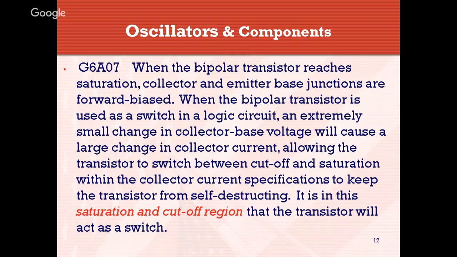Bipolar transistors can saturate fairly easily, and when they do, the collector and emitter base junctions are forward biased. So when the bipolar transistor is used as a switch in a logic circuit, an extremely small change in the collector base voltage will cause a large change in the collector current, allowing the transistor to switch between cutoff and saturation within the collector current specifications to keep the transistor from self-destructing. So it is in this saturation and cutoff region that the transistor will act like a switch.